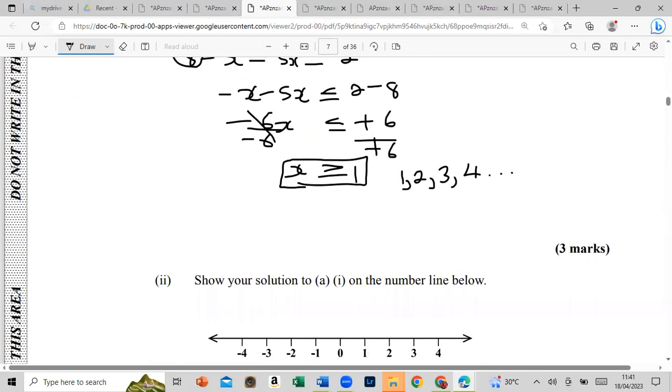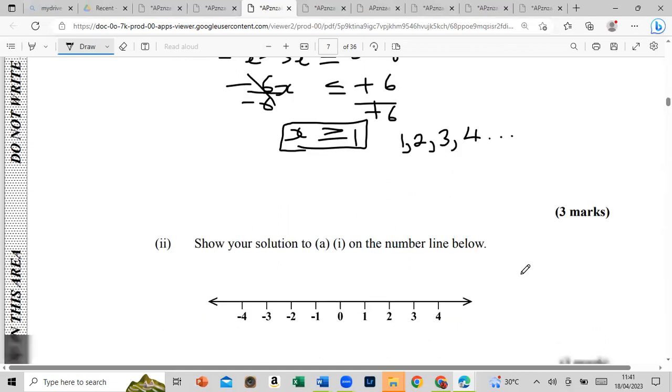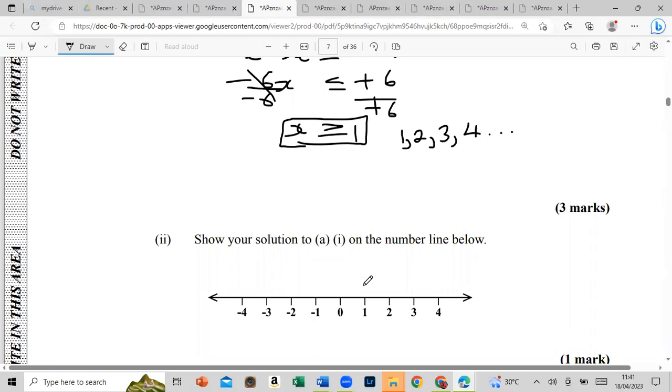It says show your solution to A1 on the number line. So x greater than or equal to 1 would be right here, and we block it out because we're going to include 1. If it was just greater than 1, then you'd have an open circle like this. But since we must include 1, we draw it filled in, and the arrow shows that it continues to increase. If it was just greater than alone, you'd have an open circle to show that we don't include 1. But when it's filled in, it shows that we include 1.